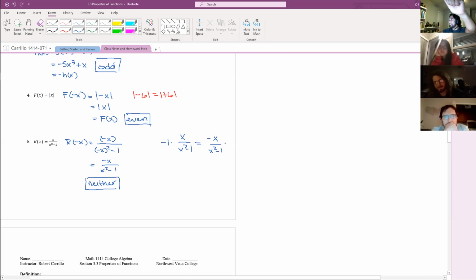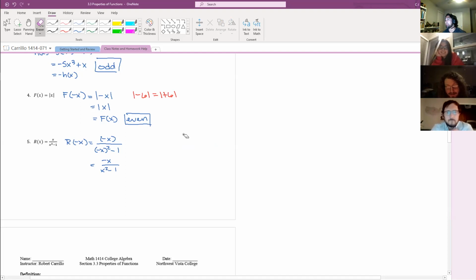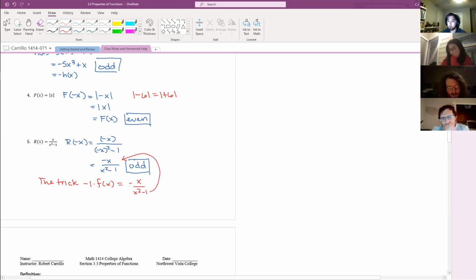Which makes it odd? How does that make it odd? Not all the signs changed. That's why rational functions are tricky. Oh, rational functions are gross. So I guess that means that this guy's odd. Never mind. Based on the trick. I've never seen that before. The trick: -1 times f of x. I mean, that makes sense, right? Yeah. So -x/(x² - 1), which is indeed what we got. Yeah, that makes perfect sense.